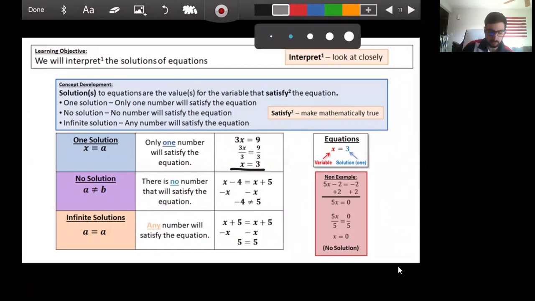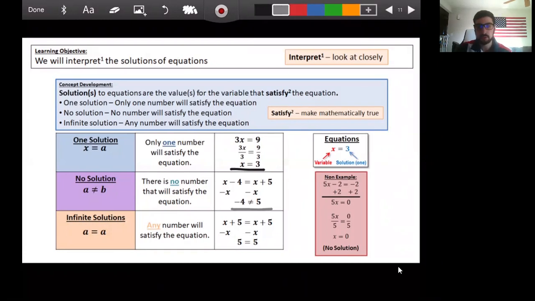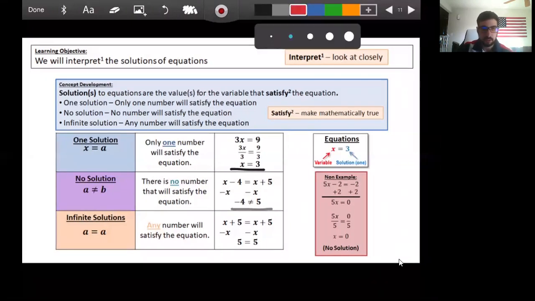Our next one is no solution. No solution is when you end up getting something that does not make sense. It is not true. You'll notice your variables ended up canceling out and you were left with just constants. You had -4 is not equal to 5, right? Does -4 equal 5? No. So since -4 does not equal 5, it's not true. It's no solution.